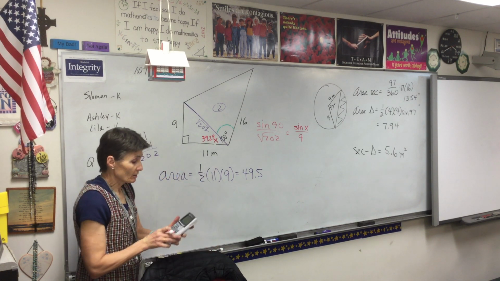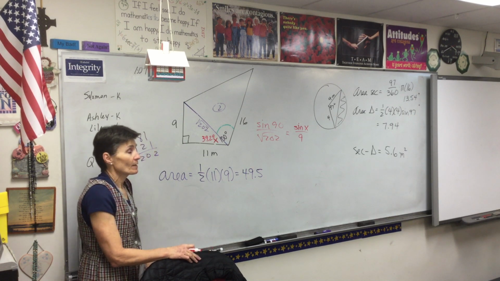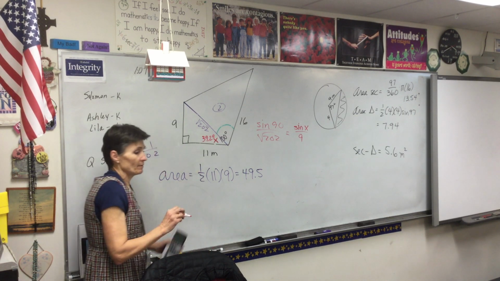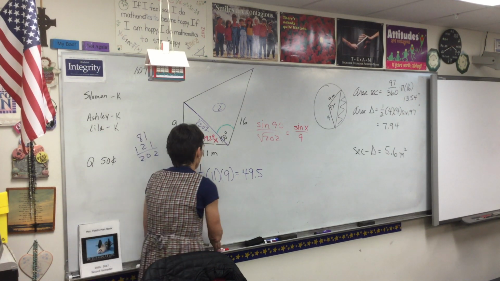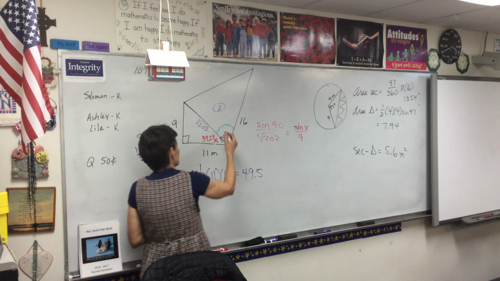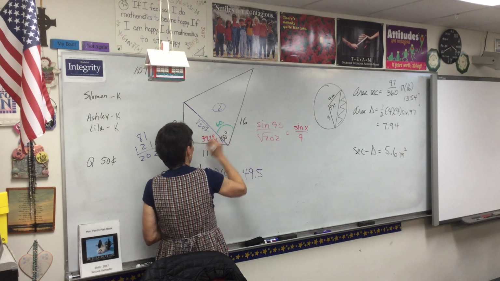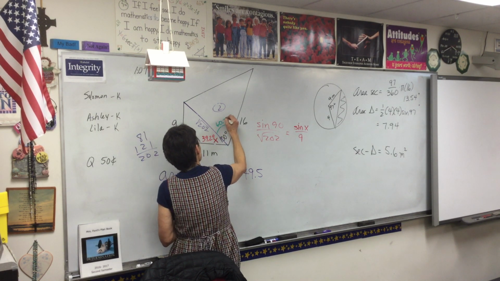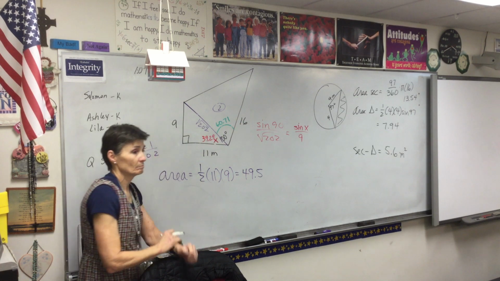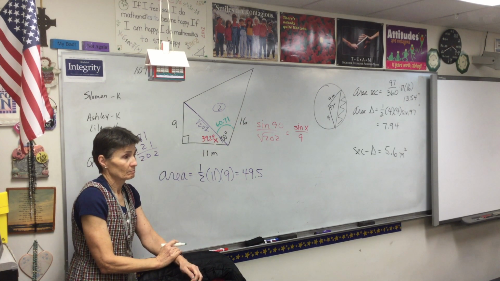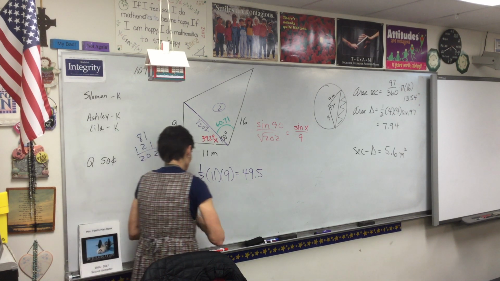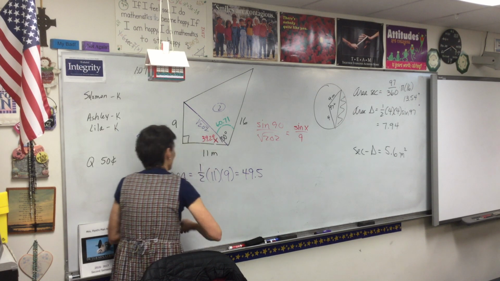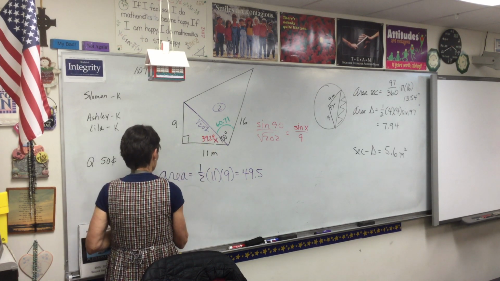Now, the red angle is 39.29. What is the green one? The green one is the one I need. 180 minus that. 60.71. So what's the area of the triangle? The big triangle. What's the area of triangle 2?